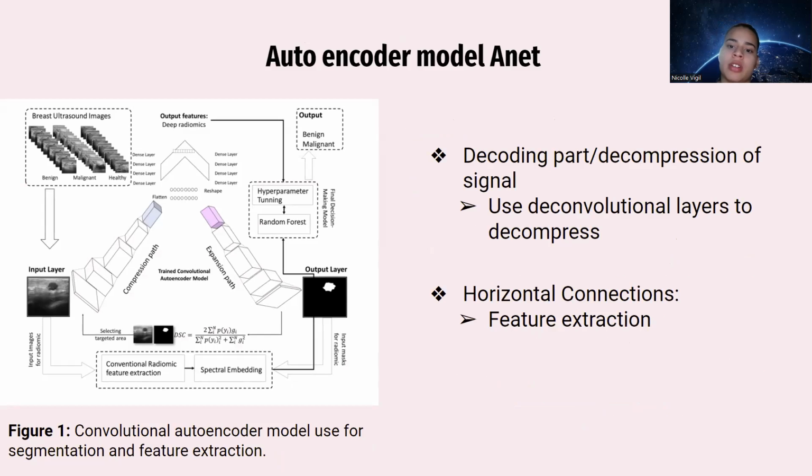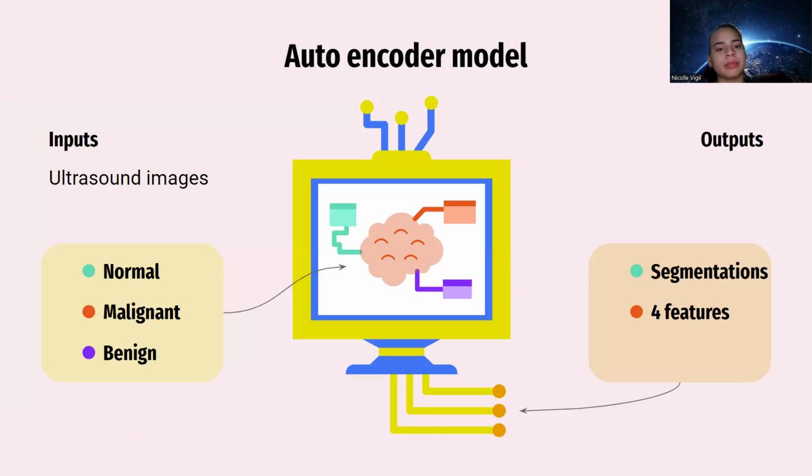The decoding part uses convolutional layers to decompress and give the output, which is the segmented tumor for the ultrasound image. On the other hand, we have the horizontal connections, which were used for feature extraction. In this case, 4 features were extracted.